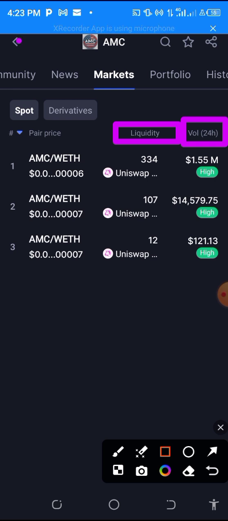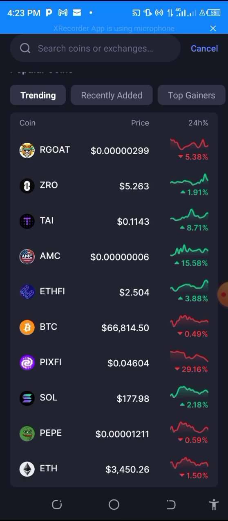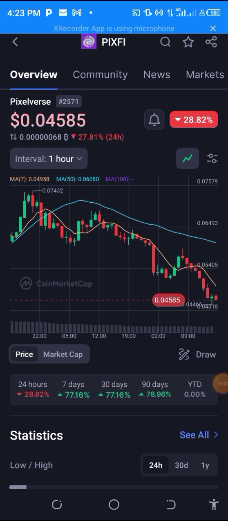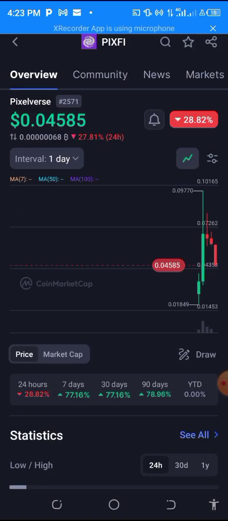So let's go back to check other coins. All right, let's check out Pixel Finance. As you can see, it has been bearish for the past few hours. This coin launched and skyrocketed to over 0.09, and currently now it's down.